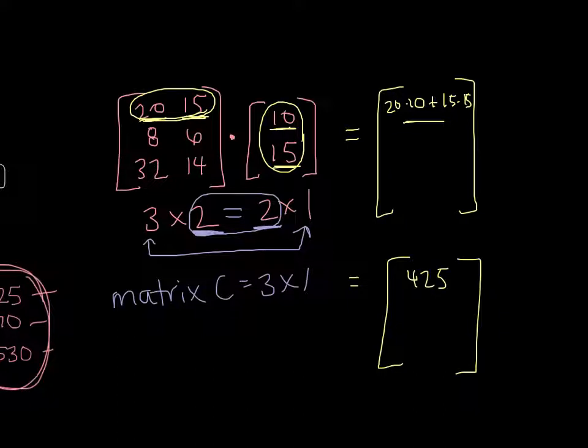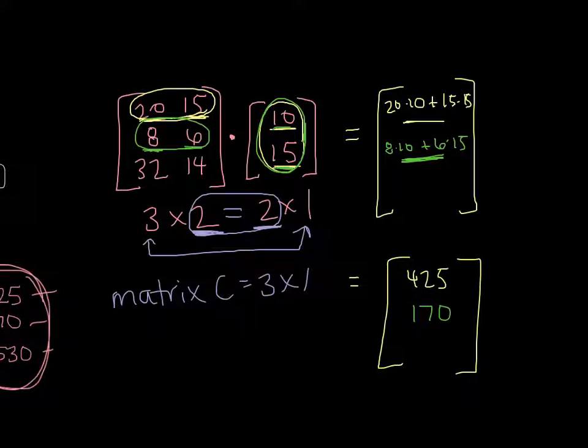Now to figure out our second entry, right here, this middle one. We're going to take our second row and we're going to multiply it by our first column. Second row, first column, still in this matrix. So we take 8 times 10 plus 6 times 15. That's going to give us a final answer of 170 over here.